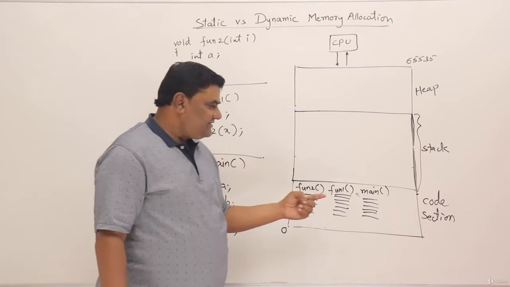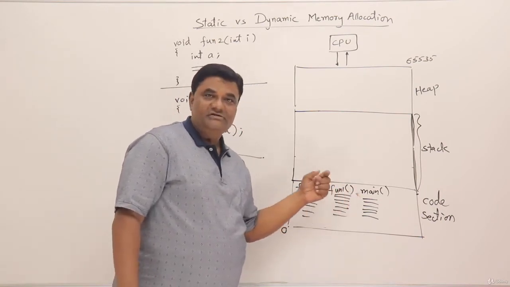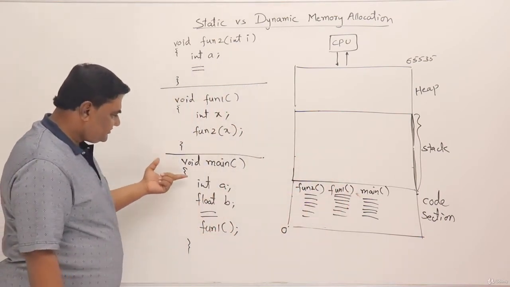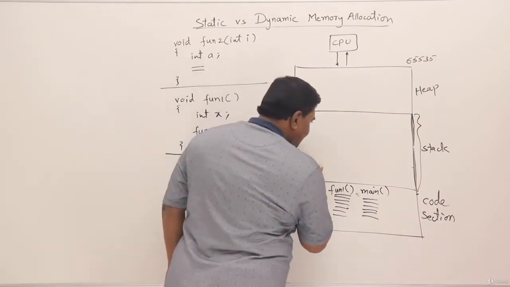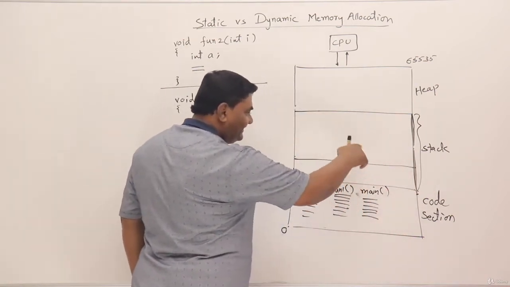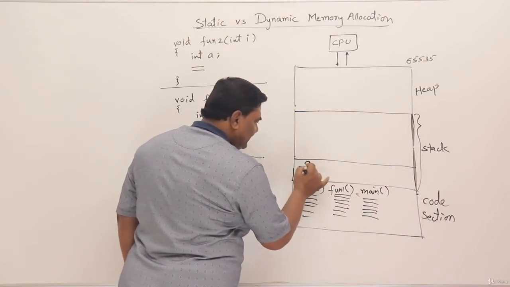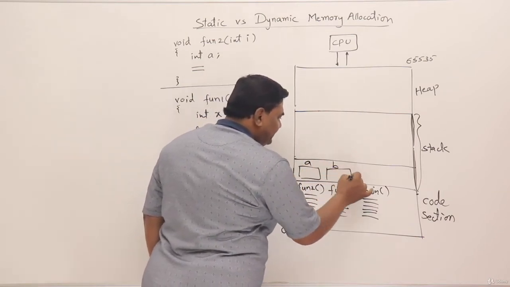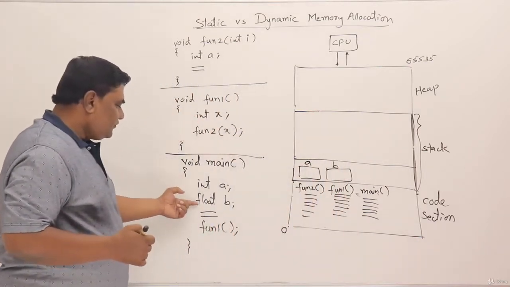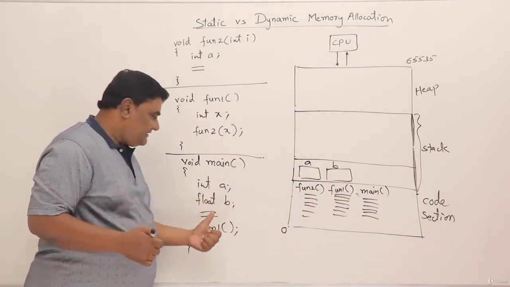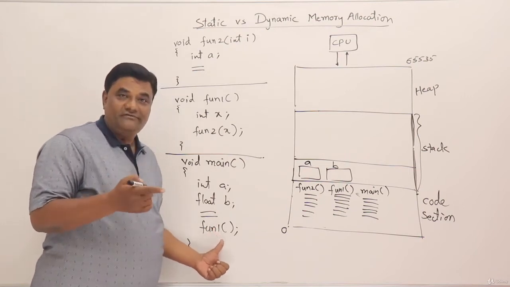When the program starts executing, it will start from the main function. The moment it enters the main function, it requires variables. So the memory for A and B will be allocated inside this section, and that is A and B. I'm making it a single block. These are the two variables. Now next, main function calls function fun1.